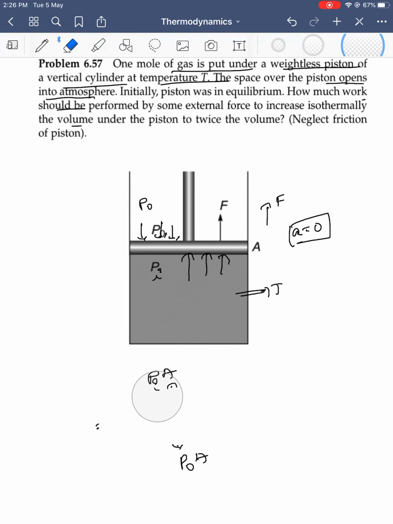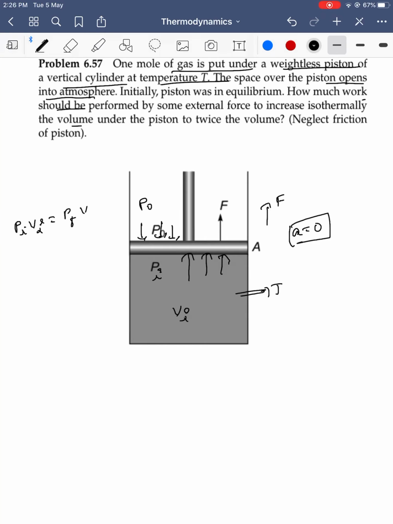Initially, just take the volume as Vi, so the final volume should be 2Vi. Isothermal means Pi Vi is equal to Pf Vf. The final volume is twice the initial volume, so Pf is equal to Pi by 2. So the pressure is reduced.